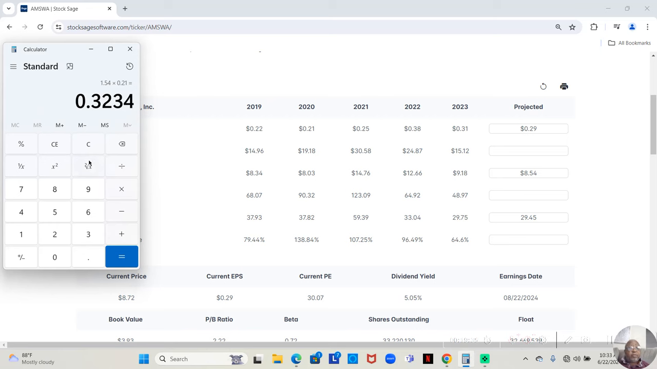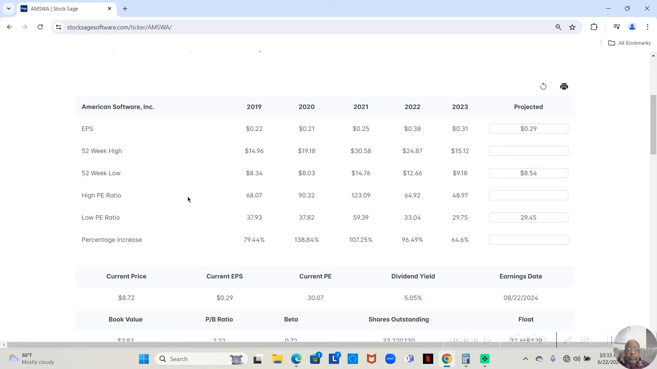It's at 30.07 now. And it was at 29.75 last year in 2023. That's 0.32 cents. So the PE ratio is just about at the low of where it's been in the last 5 years. And generally, when you see a company's low PE ratio is high like that, that means this is a company that's in demand. People are buying it.